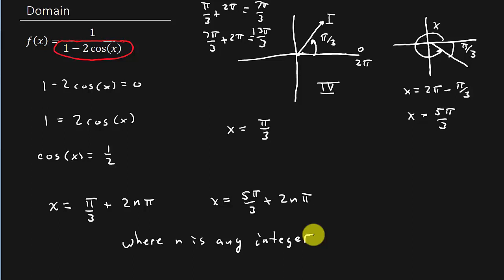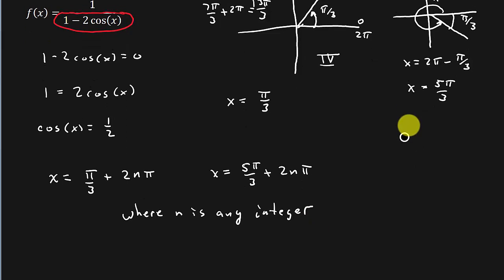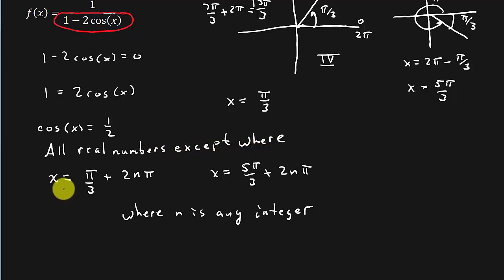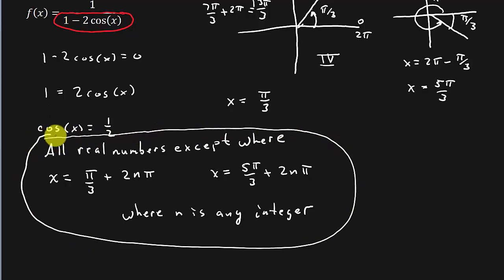So the domain would be all real numbers except where x equals this and x equals this. And so that would be your domain, all real numbers except for these values here.